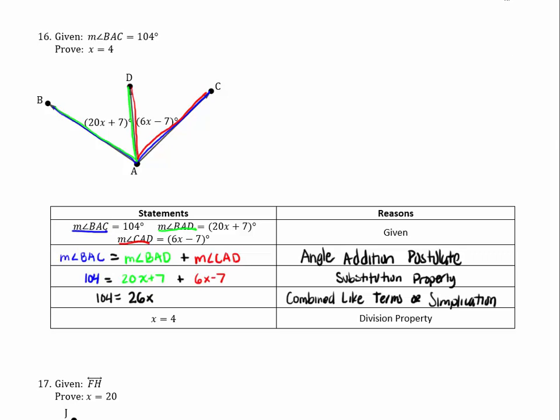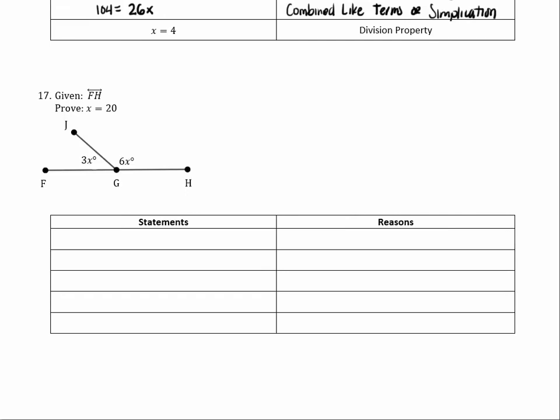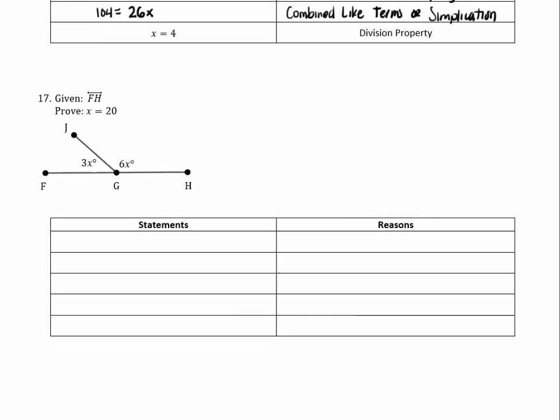All right, our final problem. Here he is right here. Our very last proof. Notice that nothing is filled out this time. So here we go. Given line FH. So it is telling us that from F to H is a straight line. Okay, that is a straight line. Now, what else does it give us?